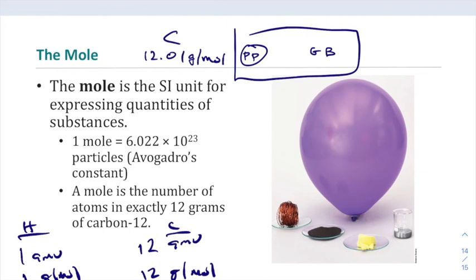With that, the video's a little over 20 minutes, 22, 23 minutes. I want to stop there and say we're going to spend a lot of time on the mole. This concludes your Chapter 2 video.